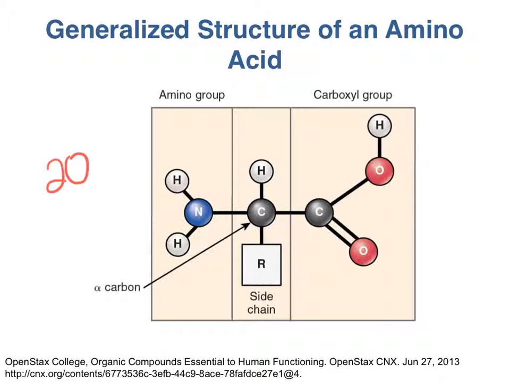Just like in the English language, we have 26 letters that can make an enormous variety of words and sentences and essays and books. Out of 20 amino acids, we get the enormous variety of proteins that we see in the human body and in other animals. And each amino acid has a different R group. That central carbon is the same, the amino group is the same, the carboxyl group is the same. It's the R group that's different between the 20 amino acids.